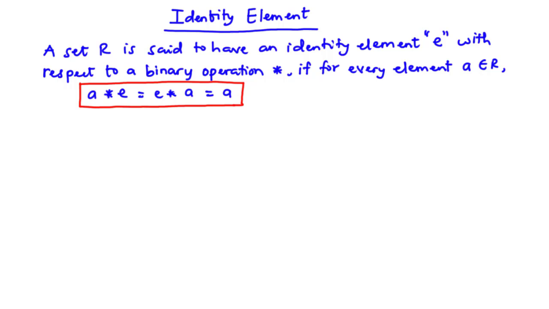In today's video we want to continue our lesson on binary operations, and we are going to talk about identity element. Now a set R is said to have an identity element E with respect to a binary operation star if for every element A that is a member of the set R, A star E is equal to E star A, and that is equal to A. So for binary operations, what we are trying to say is that if an element A in the set R is combined with an identity element under a binary operation star, the result is still A.